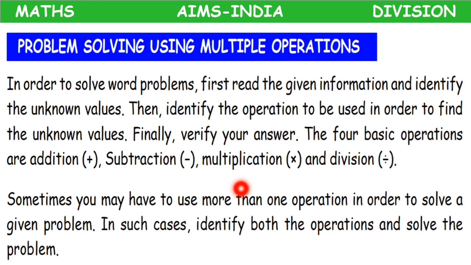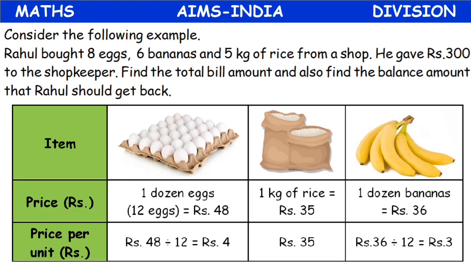What are they saying? Till now we solved word problems using only one of these. Only addition, only subtraction, only multiplication and only division. Now here we are having a problem where, what children? We need to use more than one mathematical operation. Consider the following example. Rahul bought 8 eggs, 6 bananas and 5 kgs of rice from a shop. He gave 300 rupees to the shopkeeper.